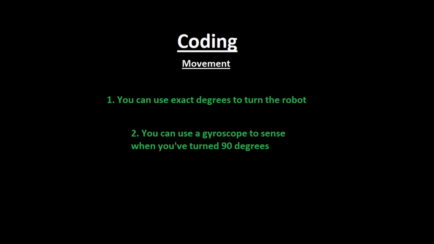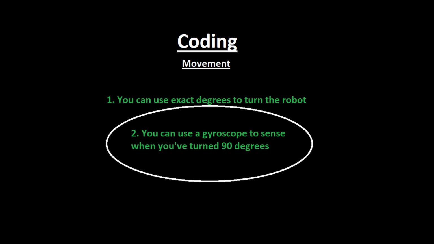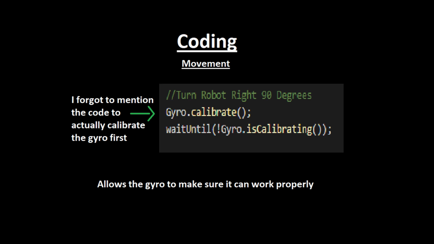Now the next step is turning right 90 degrees. For this step, like before, you can use exact commands that say just how much to turn, but for the purpose of demonstration, I'm going to be using a gyro sensor named gyro in the index. To start off, you'll need to calibrate the gyro sensor using the command wait until gyro is calibrating, which basically just makes sure that the gyro can actually work properly, meaning that when you turn 90 degrees, then it dictates that, hey, that's 90 degrees.